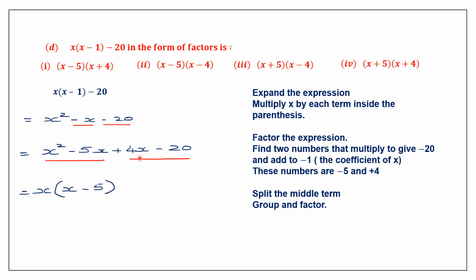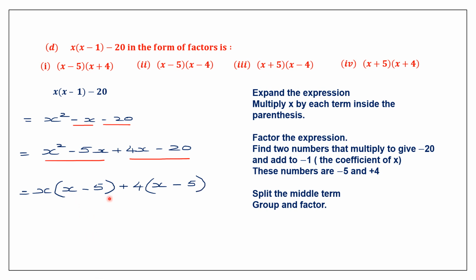Now we go to the second group. Here we have 4x minus 20. What is common is 4. 4 is a factor of both these numbers, so we can get 4 out. So this is going to be 4, and 4 into x is 4x. 4 into 5, you put the minus sign there, 4 into 5 is 20, so we've got minus 20.